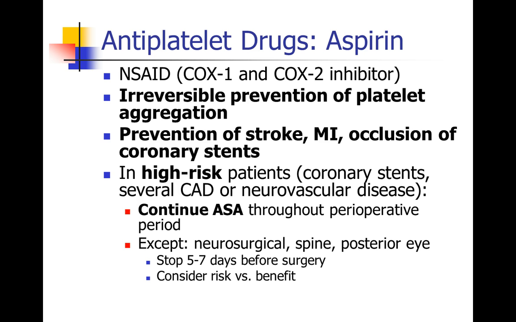The next group of drugs we want to discuss are the antiplatelet drugs. And we'll start with aspirin, which we've discussed just a couple weeks ago. Aspirin is an NSAID. It inhibits COX-1 and COX-2. And on the COX-1 side, we know that leads to irreversible prevention of platelet aggregation. So it prevents platelets from clumping and functioning the way they're supposed to. And patients take aspirin to prevent stroke, myocardial infarction, occlusion of coronary stents.